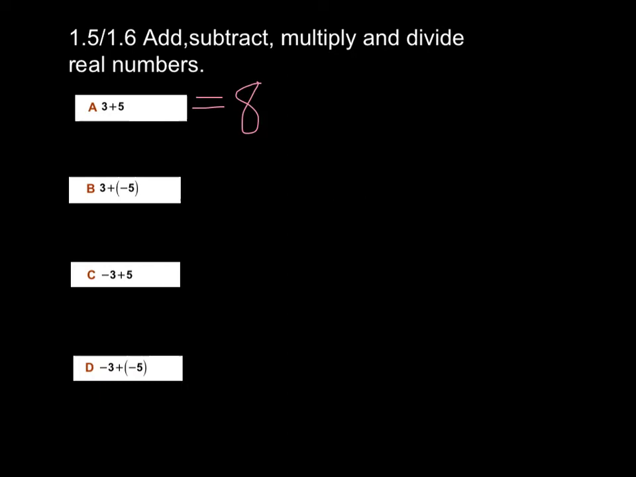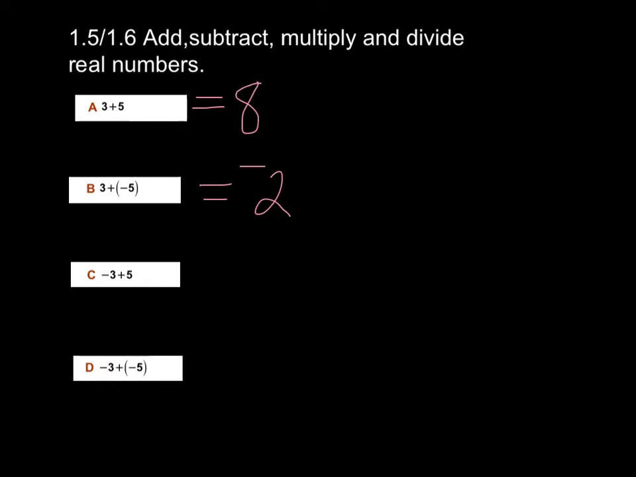Okay, B, 3 plus negative 5. They're opposite signs here, so you need to take the difference of the two numbers. The difference of 3 and 5 is 2. And we take the absolute value of each number, the absolute value of 3 and negative 5. Whichever one is larger, it takes that sign, and the absolute value of negative 5 is 5. So it takes the sign of negative.